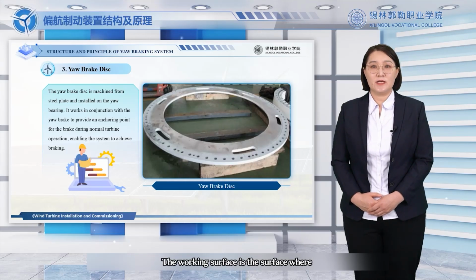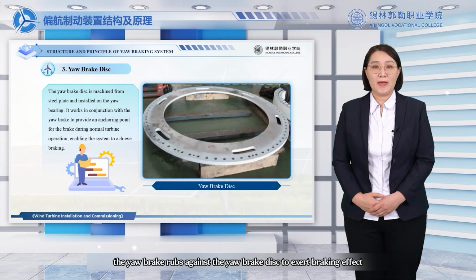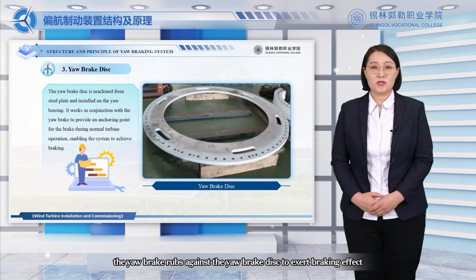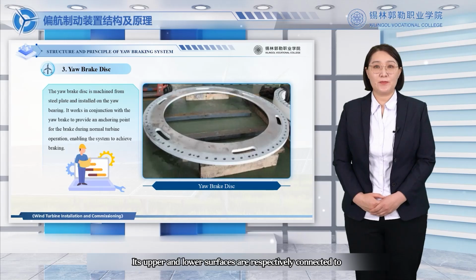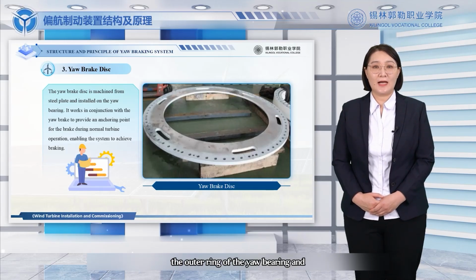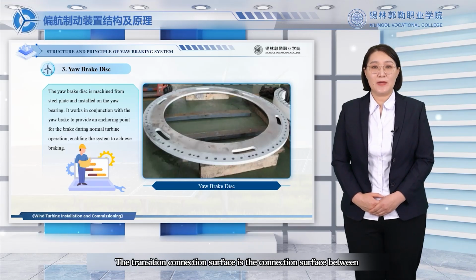The working surface is the surface where the yaw brake rubs against the yaw brake disc to exert the braking effect. The flange surface is composed of positioning holes and bolt installation holes used for assembly. Its upper and lower surfaces are respectively connected to the outer ring of the yaw bearing and the flange at the top of the tower cylinder. The transition connection surface is the connection surface between the working surface and the flange surface.